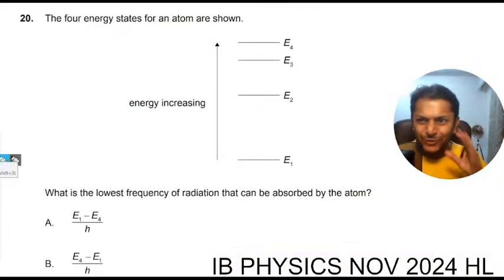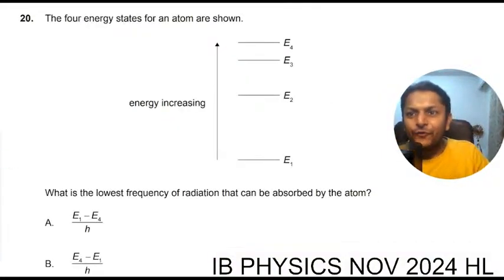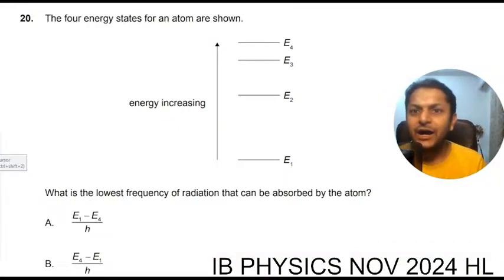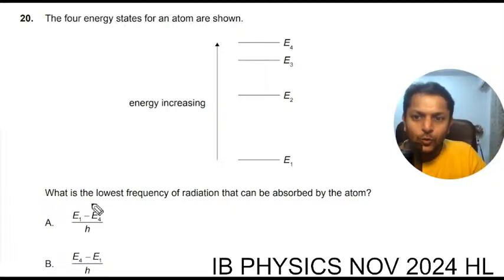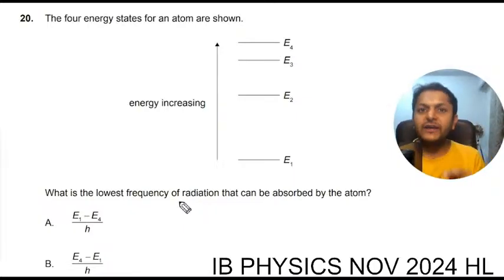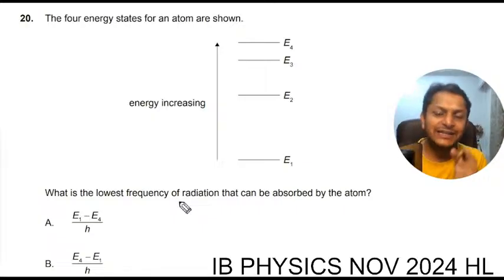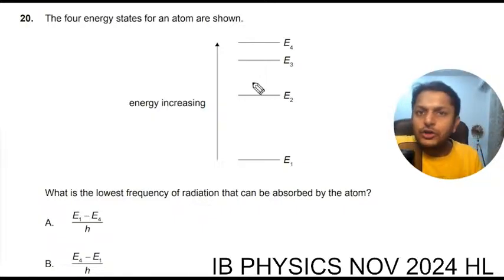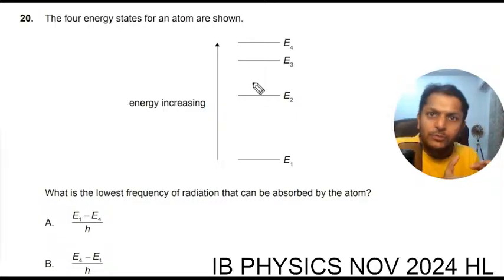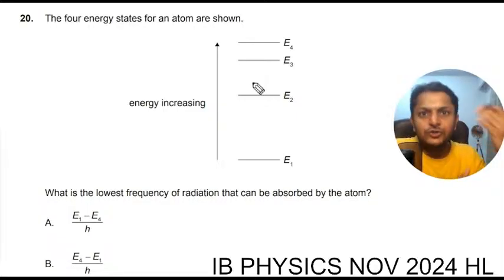Okay, dear student, let's see what is there in this question. The 4 energy states of an atom are shown. So E1, E2, E3 and E4 are shown here. What is the lowest frequency of radiation that can be absorbed by the atom? So you have to find what will be the lowest frequency that can be absorbed by the atom. First of all, we are talking about energy absorption. It means that if the energy is absorbed, the electron will be jumping into a higher energy state.